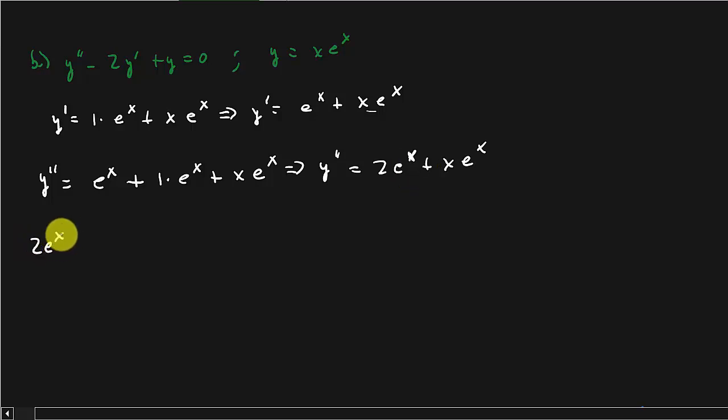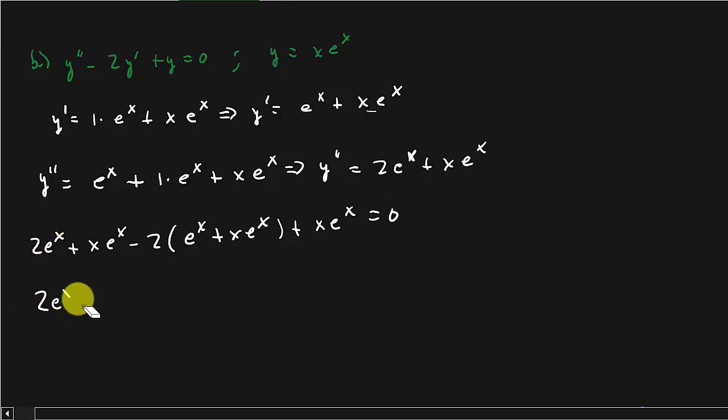So we got 2e to the x plus x e to the x minus 2 times y prime. Y prime is e to the x plus x e to the x. And then plus y, which is x e to the x. And we need to make sure that equals 0. I'm not going to go through and simplify all this. You should be able to do that by now. But if you simplify this side, you're going to get 0 equals 0, which would verify that solution.